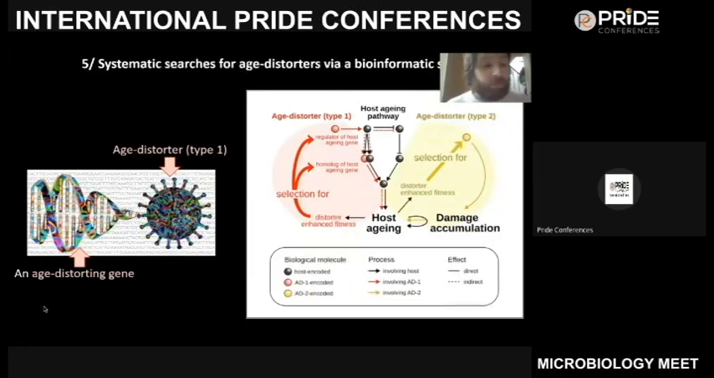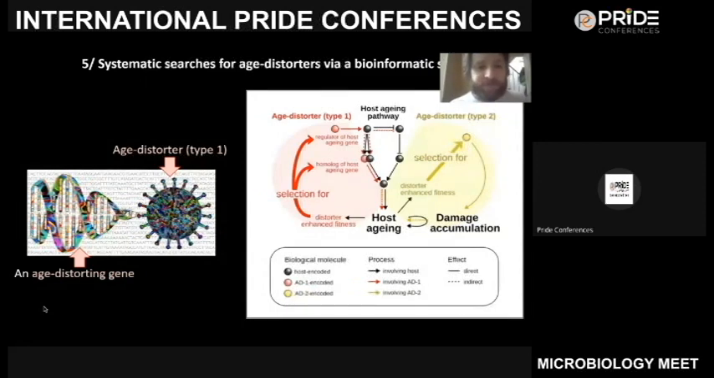But next, what could we do to better know these age disorders? I think first we could look for them, try to identify where they are, especially human age disorders, because they're going to affect our aging.